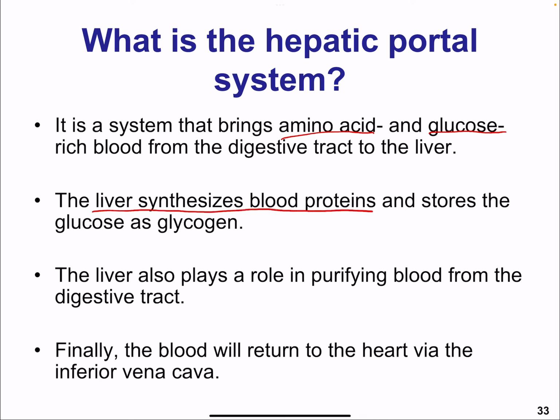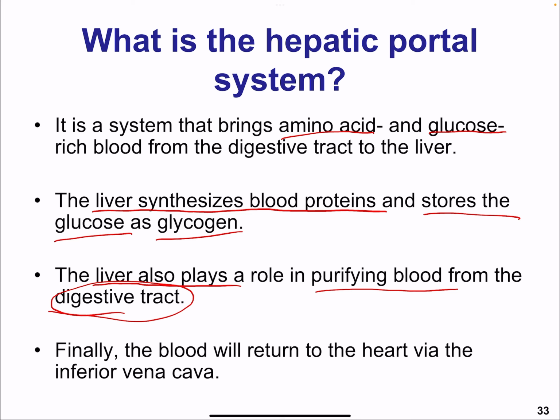So the liver is going to synthesize blood proteins and store glucose as glycogen, right? Glycogen is basically the form under which glucose is stored in animals, in the animal body, including human, right? So the liver is also going to play a very important role in purifying the blood from the products that come from the digestive tract, because everything that is absorbed in the digestive tract is not necessarily good for the body. Okay? The liver is going to make an assessment, is going to say, okay, well, we need to clean that blood, all right, and get rid of not good stuff, right?